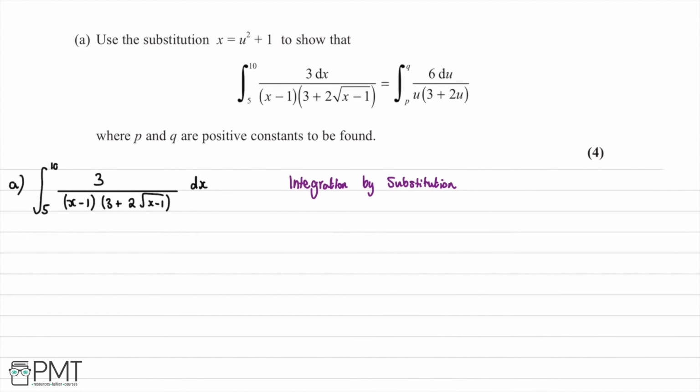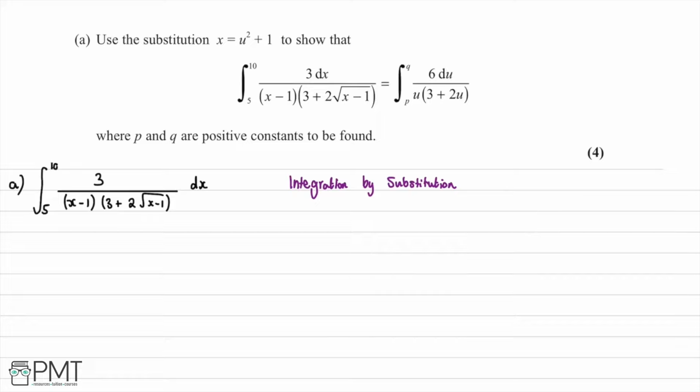So here in this question, we're asked to use the substitution x is equal to u squared plus 1 to show that the integral from 5 to 10 of 3 divided by x minus 1 multiplied by 3 plus 2 lots of the square root of x minus 1, integrated with respect to x, is equal to the integral with limits from p to q of 6 over 3 plus 2u with respect to u. And we're told that p and q are positive constants to be found.